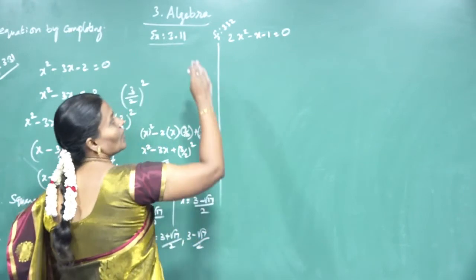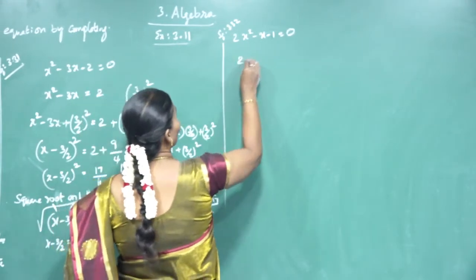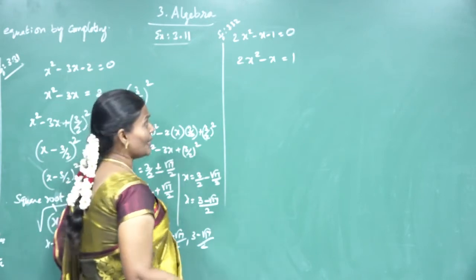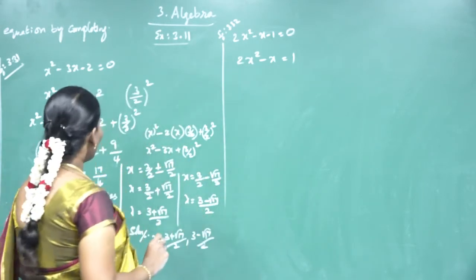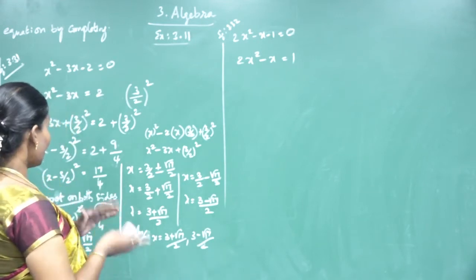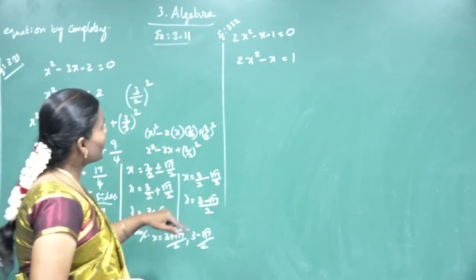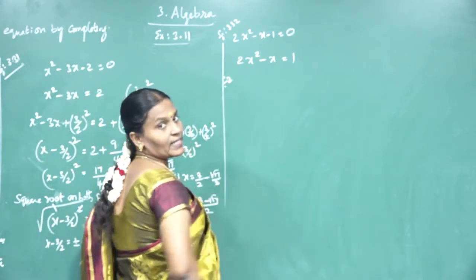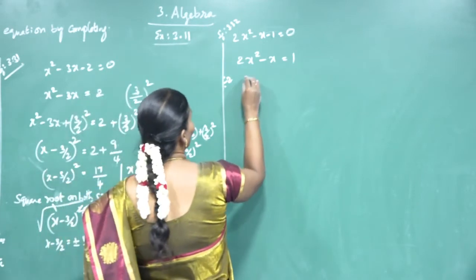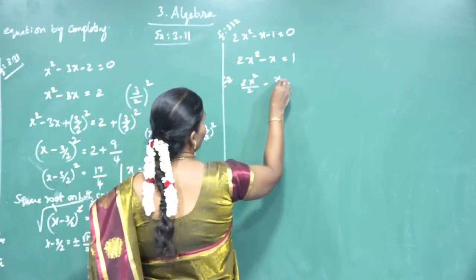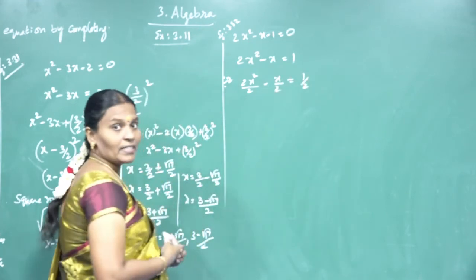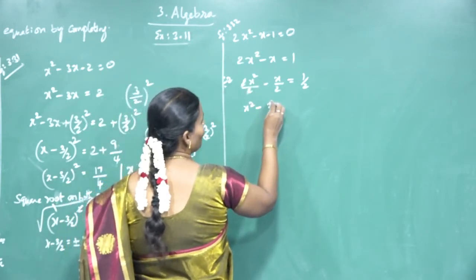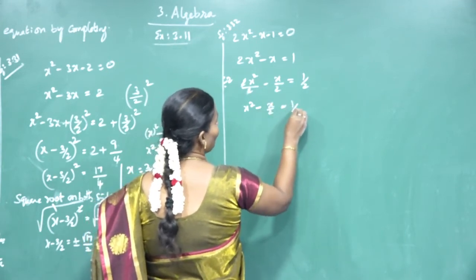What is the second step? The constant term you bring to the right side. So 2x square minus x is equal to 1. Next, what is the third step? Divide both sides of the equation by the coefficient of x square. What is the coefficient of x square here? 2. So divide by 2 on both sides. So 2x square by 2 minus x by 2 is equal to 1 by 2. Am I correct? Yes. Here the 2 cancels. So x square minus x by 2, that means 1 by 2 of x, is equal to 1 by 2.